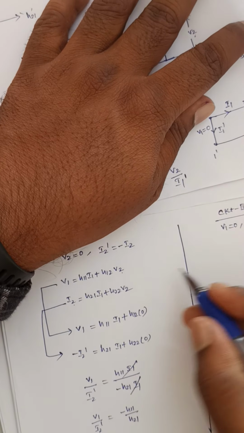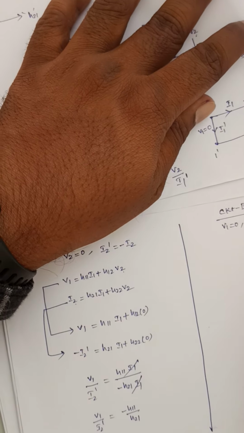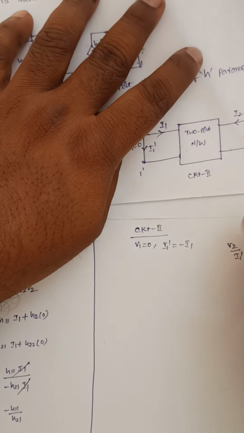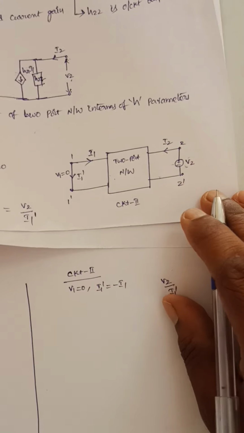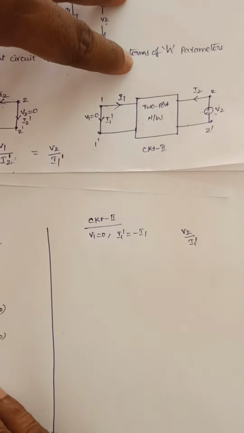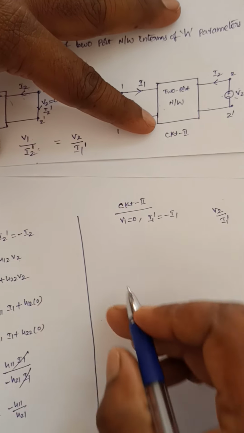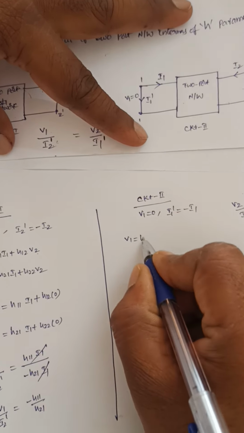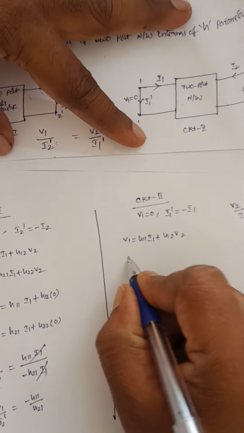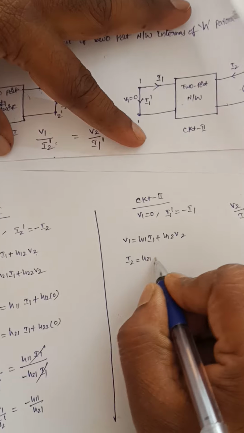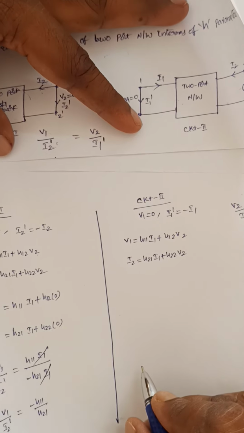Same, substitute these equations here. My purpose is to find V2 by I1 dash here. To find this V2 by I1 dash, let us use these equations here. These equations are V1 is equal to H11 I1 plus H12 V2, I2 is equal to H21 I1 plus H22 V2.